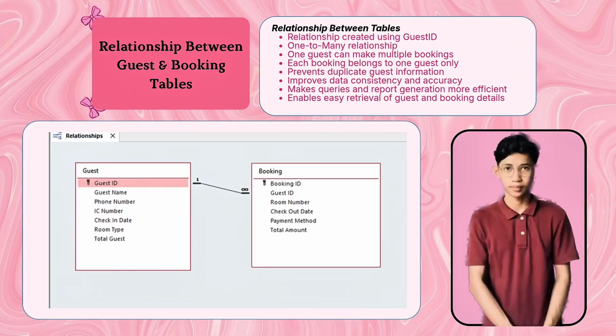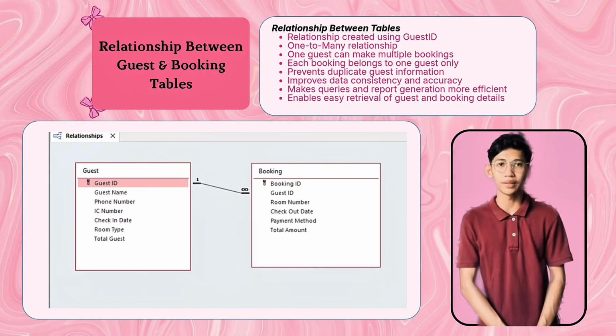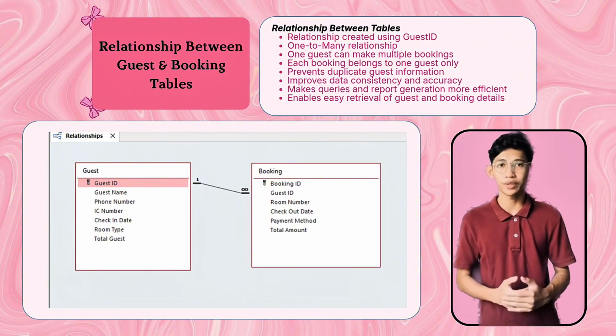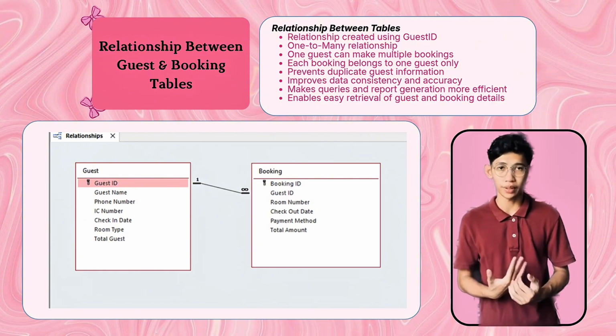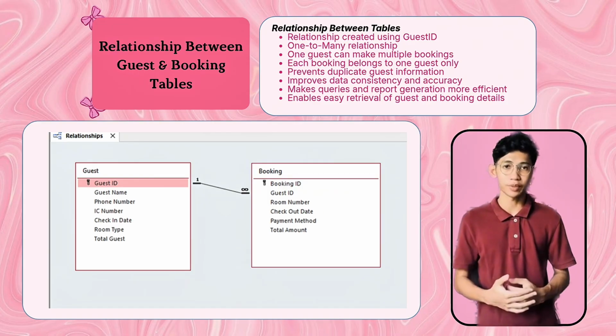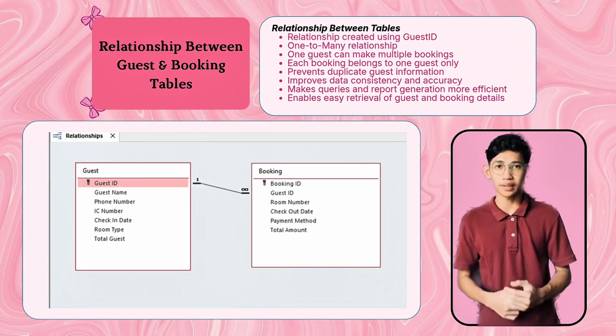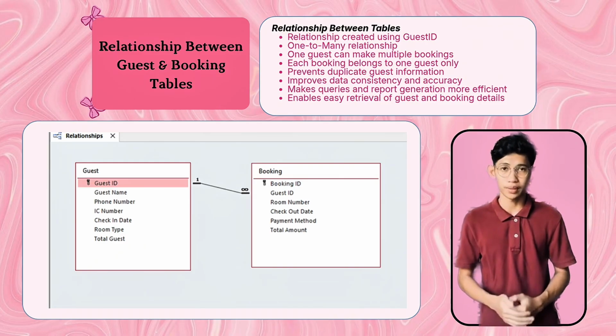Next, I will explain the relationship between the guest table and the booking table. A relationship was created between these two tables using the guest ID field. The type of relationship is one-to-many, which means that one guest can have multiple booking records, while each booking record belongs to only one guest. This relationship is important because it helps organize the database more effectively.